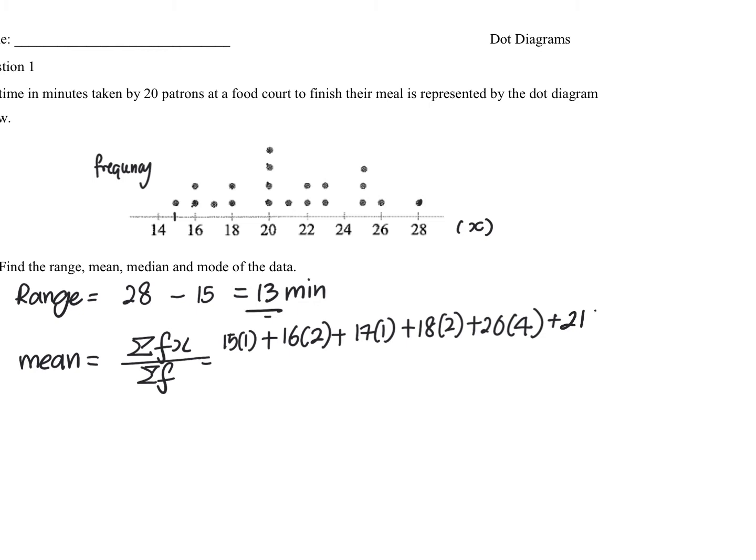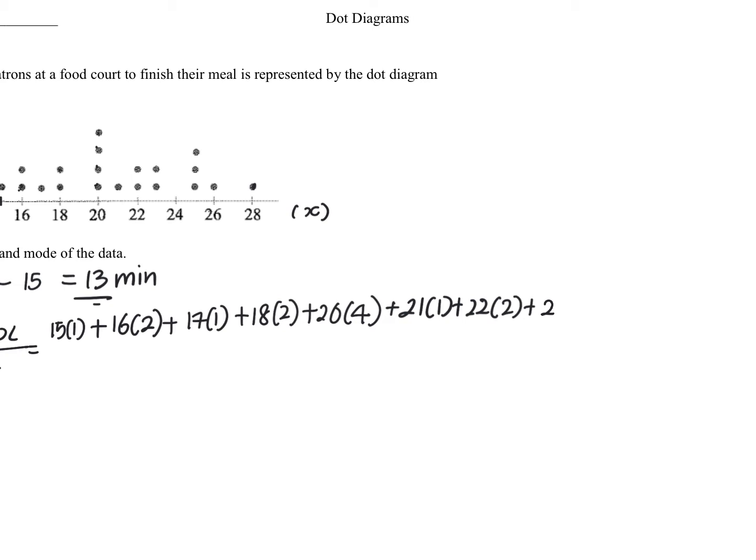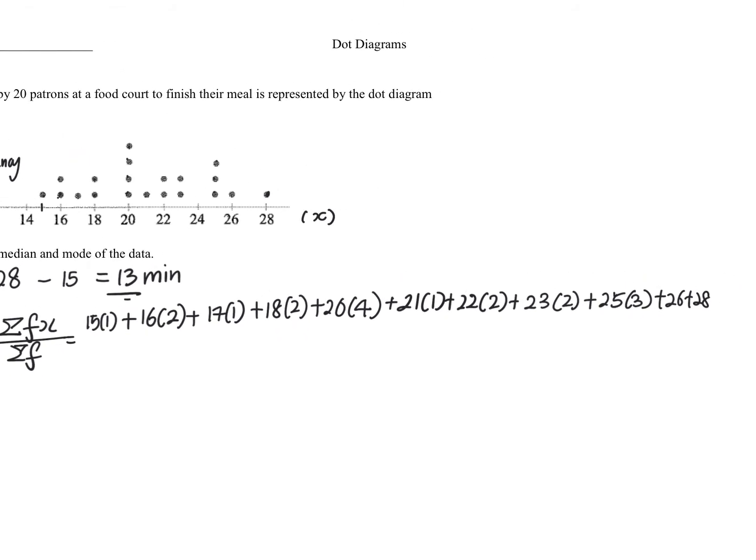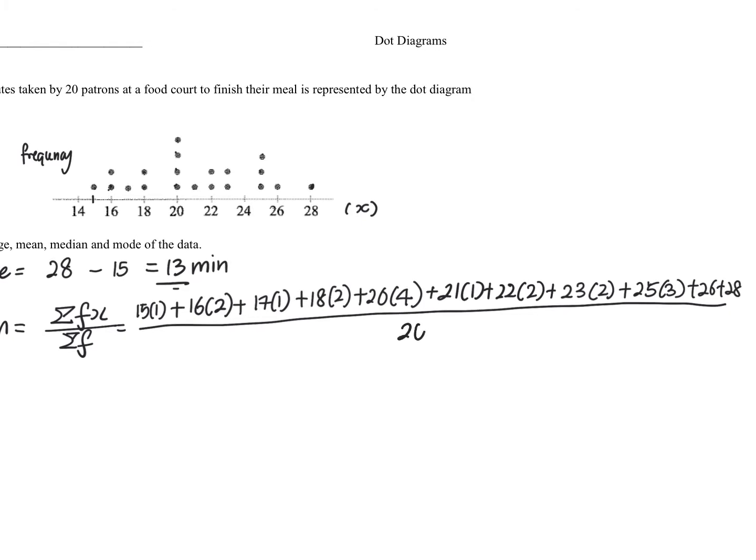plus 21 times 1, 22 times 2, 23 times 2 dots, 25 times 3 dots, plus 26 plus 28. So this will be a very long number divided by your total frequency. It was mentioned that there are 20 dots, so the total frequency will be 20.